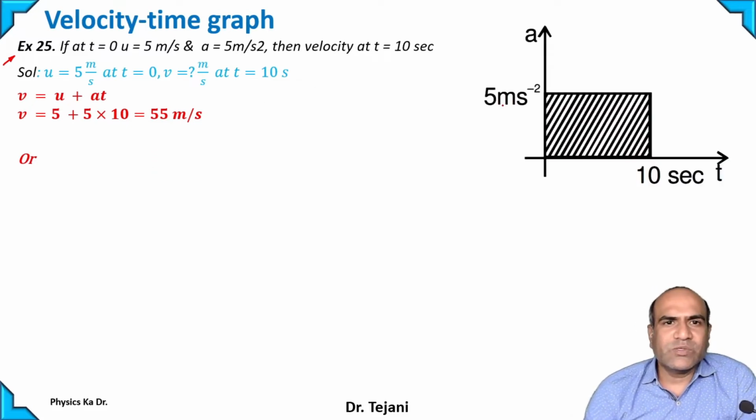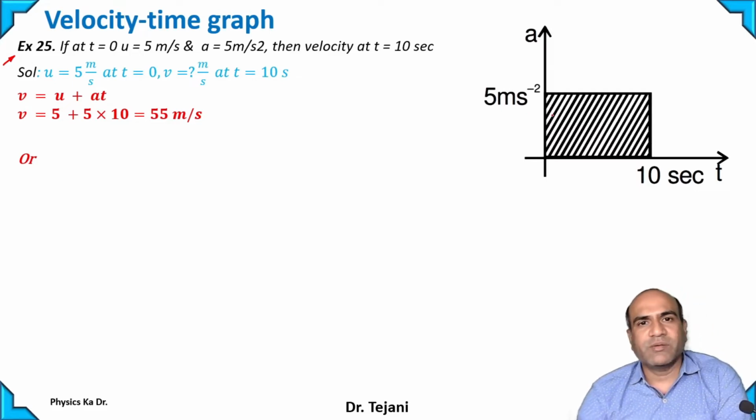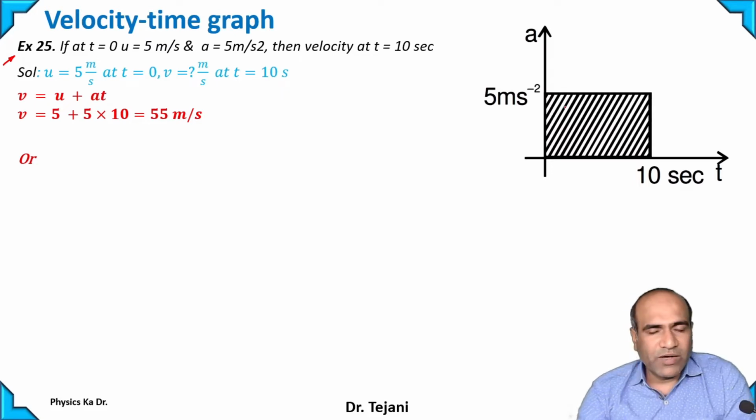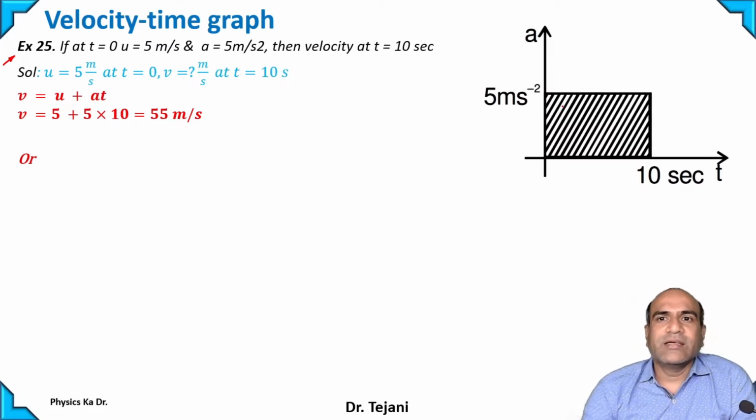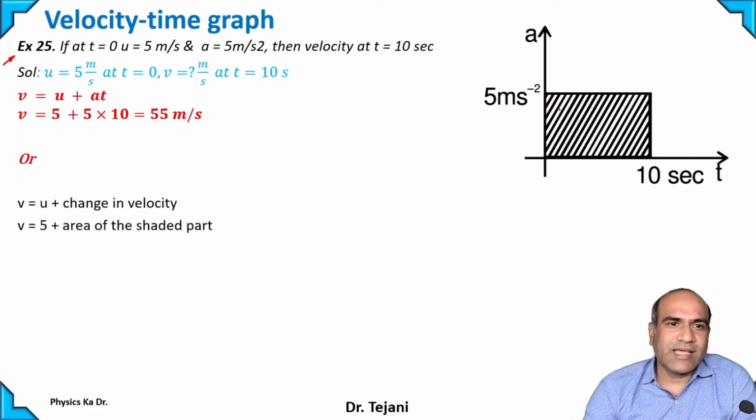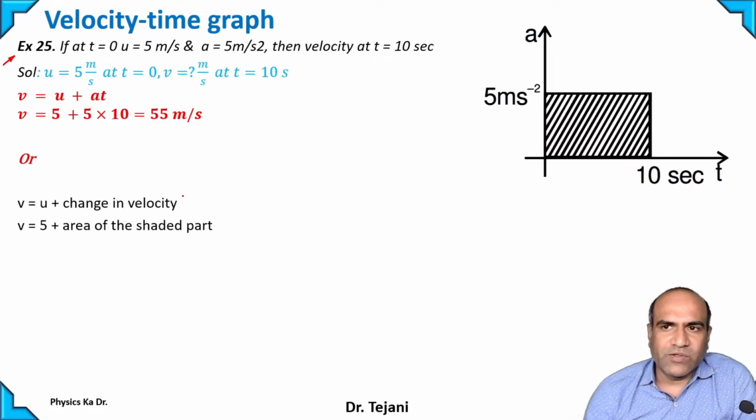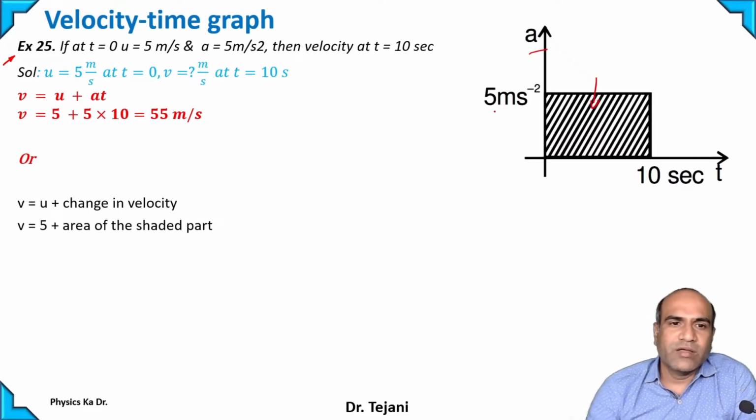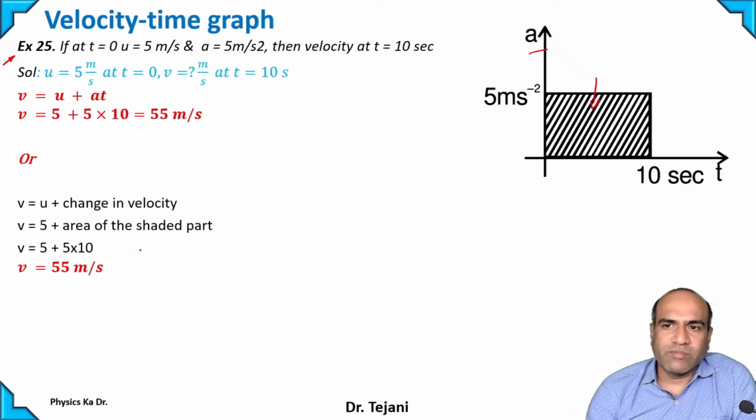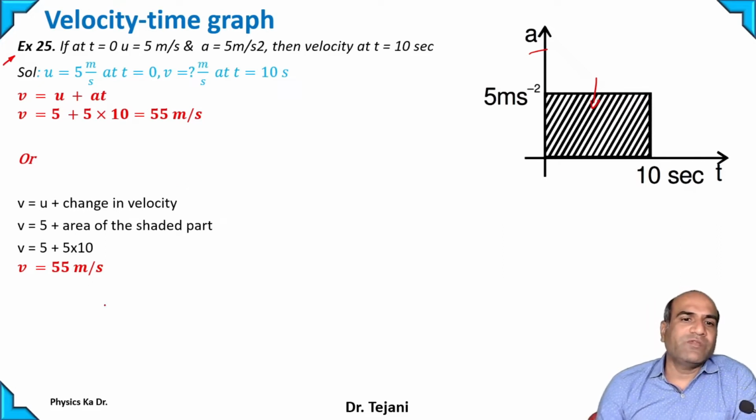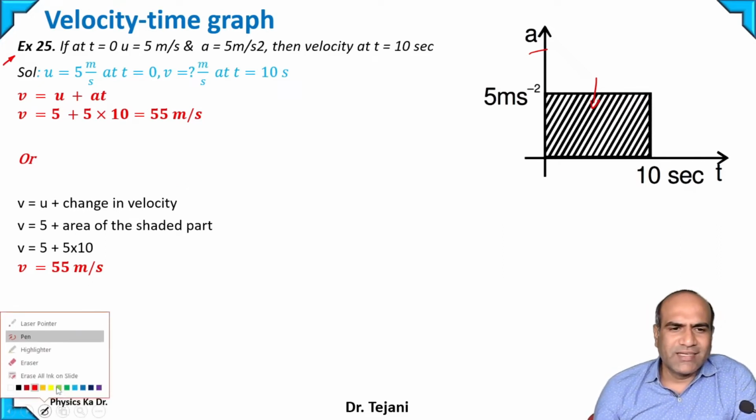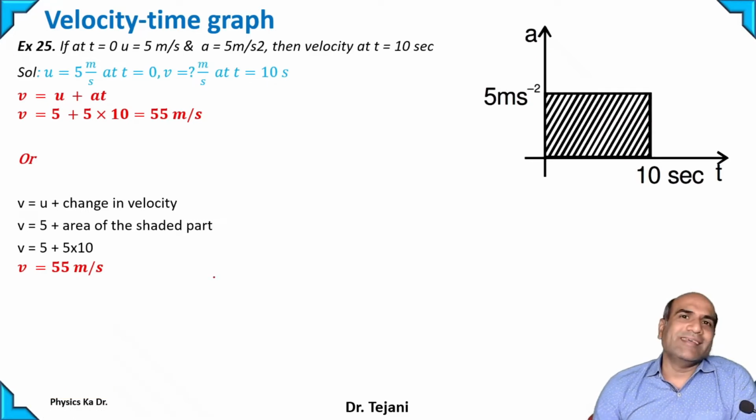At t equal to 0, it is given u is equal to 5 meter per second. Acceleration is given as 5 meter per second square. Then the velocity at t equal to 10 seconds: v is equal to u plus the change in velocity. That means the area under this section, we just require 5 multiplied by 10. So it becomes 55 meter per second. So easy.